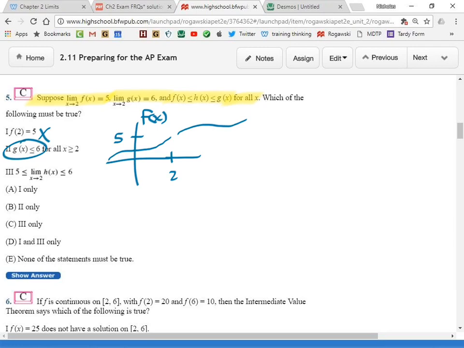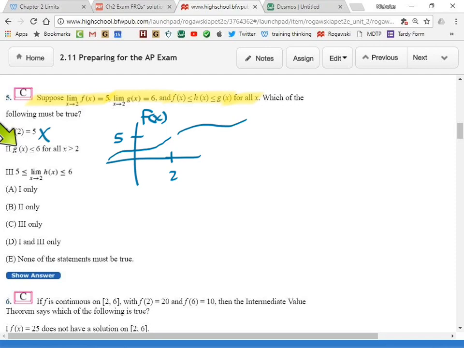Next one says that g is less than or equal to 6. Is g less than or equal to 6 for all values of x that are greater than or equal to 2? Okay, so that's it for Roman numeral number 2. We can't decide this.